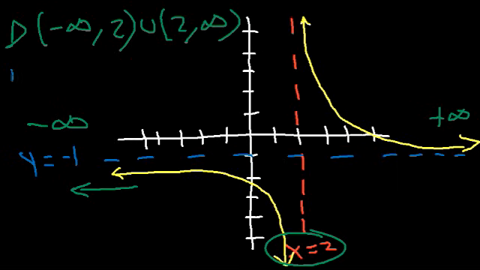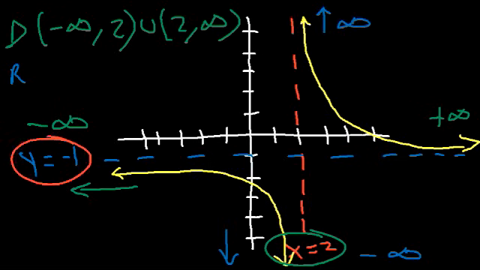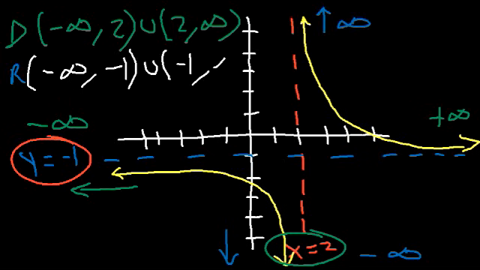So now let's find the range for this graph. Let's focus on the y values. Let's view it from bottom to top. The lowest y value is -infinity because this graph keeps going down. And the highest is infinity. However, the curve will never touch the horizontal line. So therefore, we need to remove the horizontal asymptote from the range because y will never be -1. So the range is going to be -infinity to -1 union -1 to infinity.